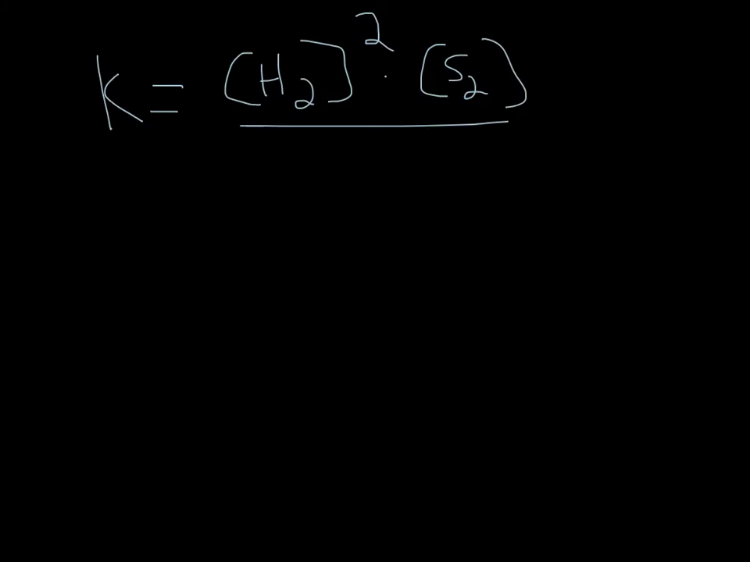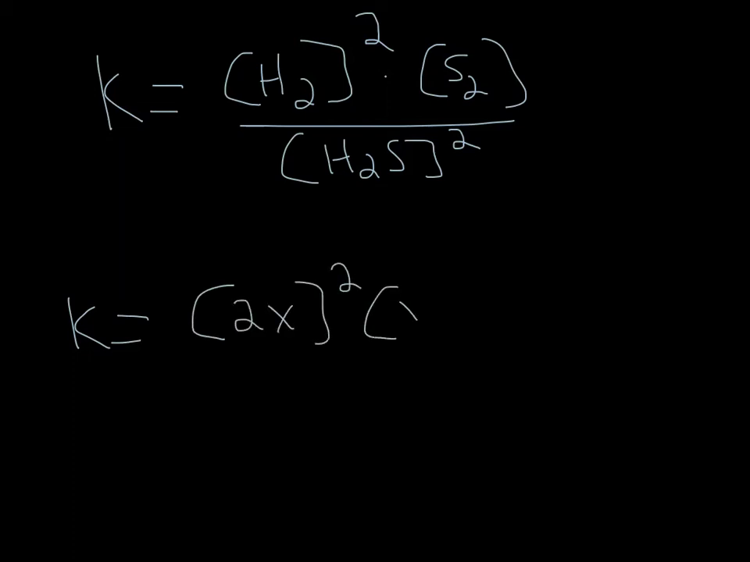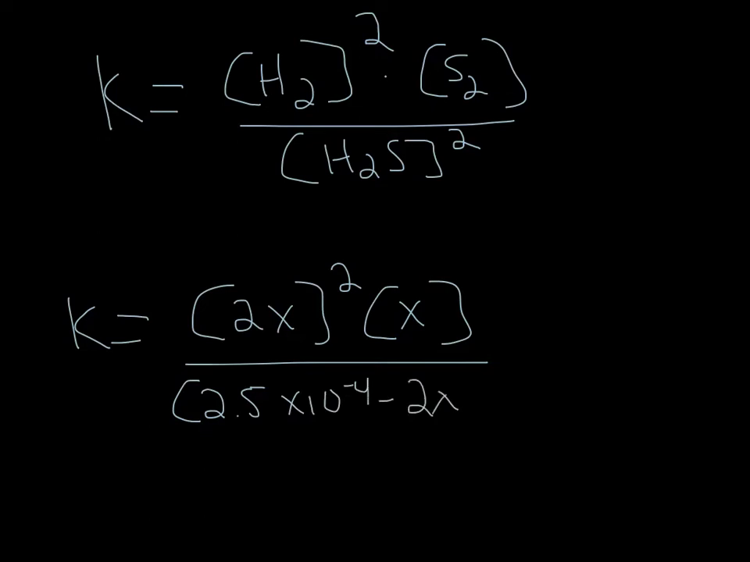So now I can plug these values into my equilibrium equation. So just so we all are on the same page, my equilibrium equation is going to be the products over the reactants to their stoichiometric coefficients. So I have 2 H2s times 1 S2, those are my products, over the concentration of H2S, which is my only reactant, and I have two of those, so that will be to the second power. So if I plug in the values that I just came up with, that is going to be 2x squared times x over 2.5 times 10 to the negative 4 minus 2x, and all of that is going to be squared.